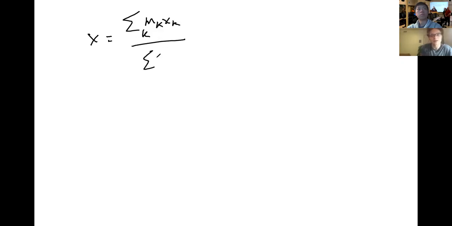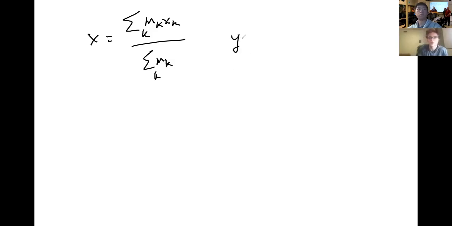So the center of mass is calculated by taking a weighted average. To find the x coordinate, we take the sum over these k particles of all the masses times their x positions and divide it by the sum of their masses. You might say, don't these cancel? Not really, it's a little bit complicated. The idea here is that you're taking a weighted average because you're talking about the different masses and their x positions. So this is how we define the x position of the center of mass.